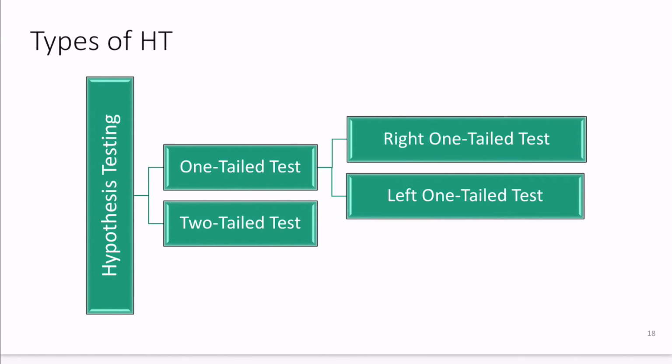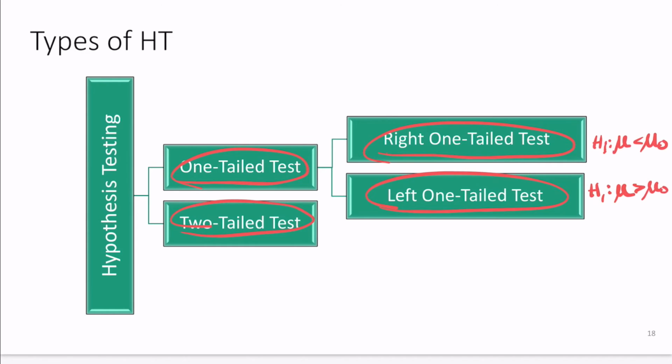So hypothesis testing, we can divide it into two parts, one-tailed test and two-tailed test. One-tailed test is where we are seeking whether it's a right one-tailed test or left one-tailed test. In a right one-tailed test, the alternative hypothesis is mu is less than mu naught. In a left one-tailed test, the alternative hypothesis is mu is greater than mu naught. In a two-tailed test, the alternative hypothesis is mu is not equal to mu naught.